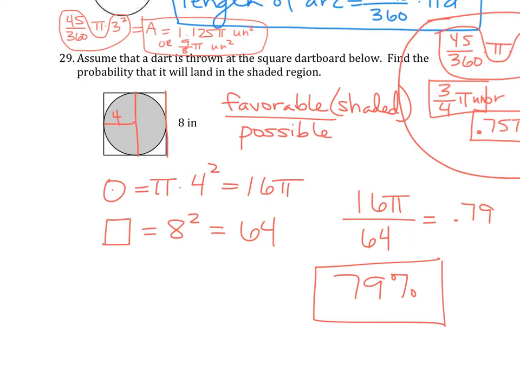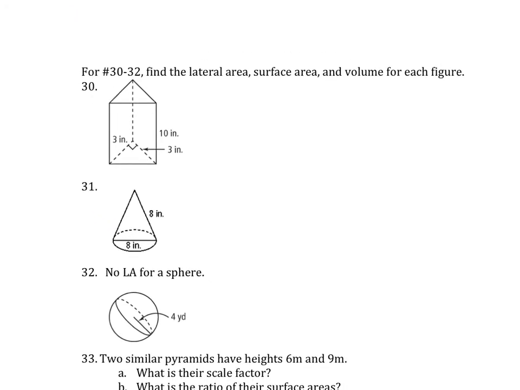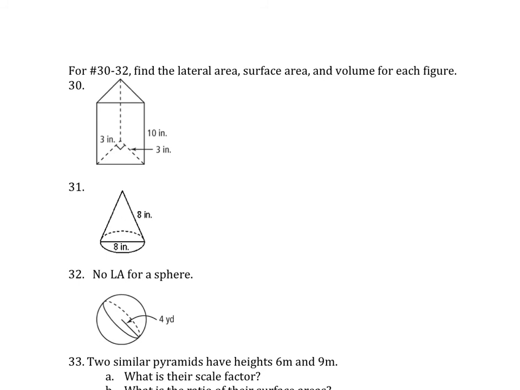Okay, questions on that? No. Next page. All right, a few more, and then we got one more thing to do, and then I'll give you some time to go over your test. Okay, 30 through 33 here. For 30 to 32, you have to find lateral area, surface area, and volume of these figures.